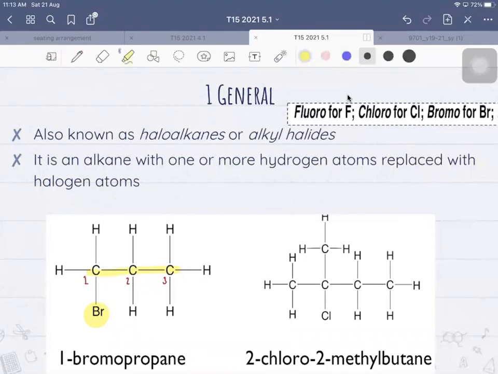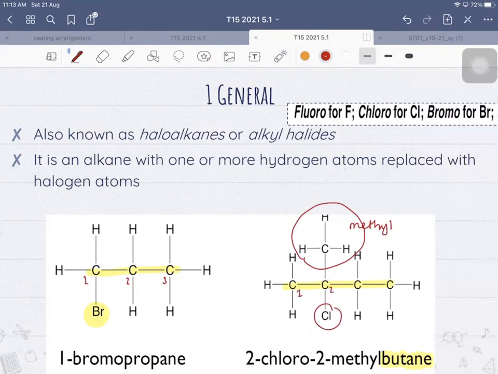Sorry. Your principal chain would be the one with 4 carbon atoms. So we call it butane. And off the principal chain, there are 2 side chains hanging. This is your methyl group. And there's also your chloro. And they're both in position number, carbon number 2. So you call them 2-chloro-2-methylbutane.